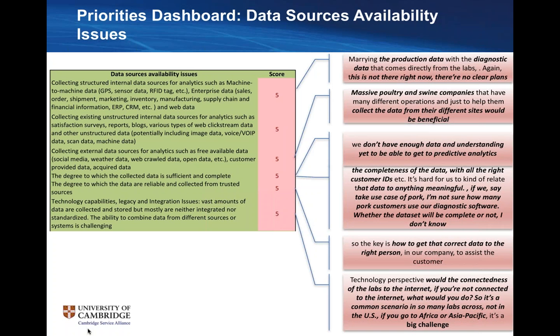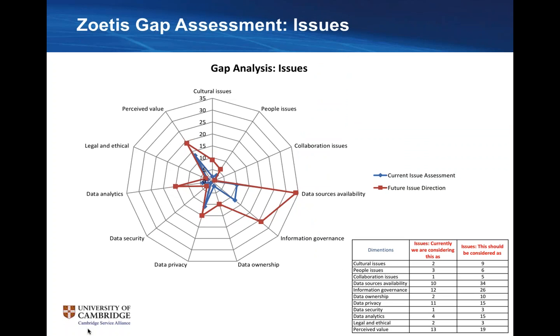And then as an outcome, you can see this is part of the Zoetis gap assessment issues. For example, you can see a lot of problems in data source availability and information governance, and at the bottom, you can see the gaps between the issues that we currently have and the issues that we should consider in the future. That is really it, just to show you how we use these tools specifically in some of the organizations in our consortium.